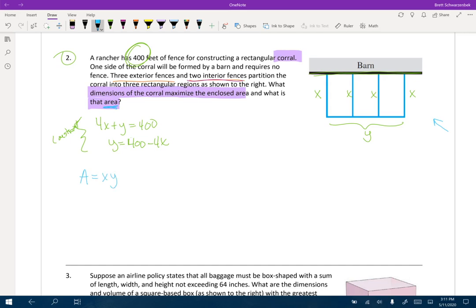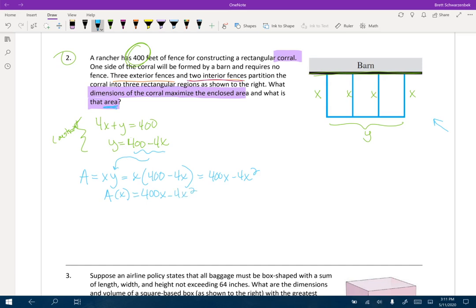So what do we normally do? We take our constraint, we plug it in. We're going to get x times (400 minus 4x), right? Which is going to give us 400x minus 4x squared. Okay, so we can summarize this as A of x, our true objective function for our problem, is going to be this guy. How do we find our optimization?